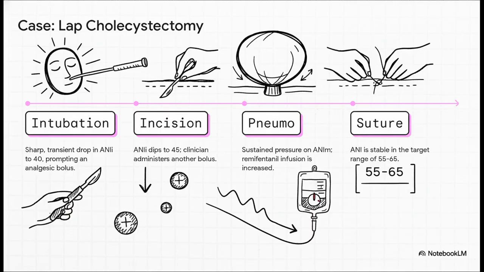Okay, let's put it all together in a hypothetical case, a standard lap chole. Watch how this plays out. After induction, our barometer, the ANM, is sitting pretty around 65. Then, with intubation, our radar, the ANI, takes a sharp dive to 40. That's our cue. We give a bolus of fentanyl and it pops right back up. Then, with the incision, we see another little dip in the ANI, so we give another bolus. Now, during insufflation, that sustained stimulus, we see our barometer, the ANM, start to drift down. That tells us our baseline rate is too low, so we bump up the remifentanil. It's just a beautiful example of how you use both numbers together.